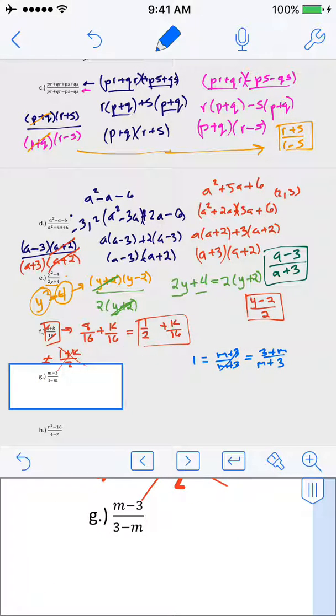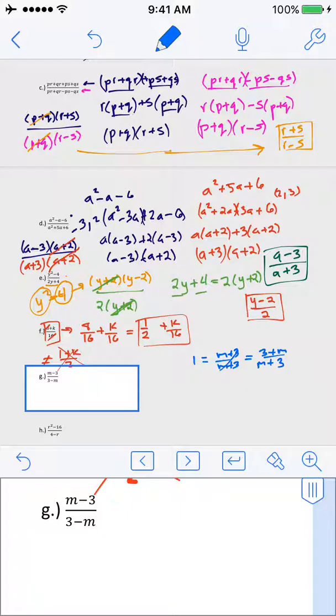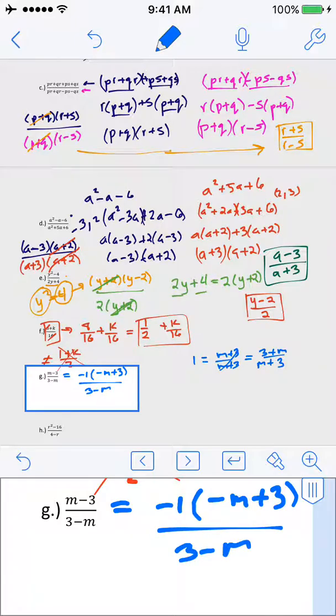But remember, commutative property doesn't apply to subtraction. 2 minus 3 is not the same thing as 3 minus 2, right? So, I can't just say this is 1. This is definitely not equal to 1. There is something else I can do, though. I'm going to take the top one, and I'm going to pull out a negative 1. I get negative m plus 3, over 3 minus m.